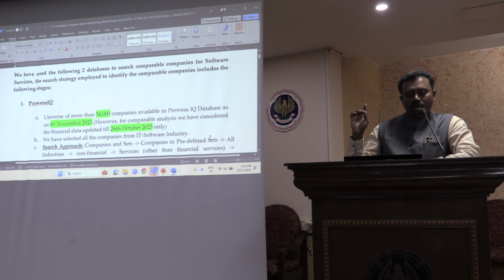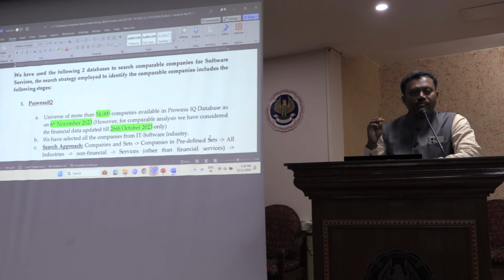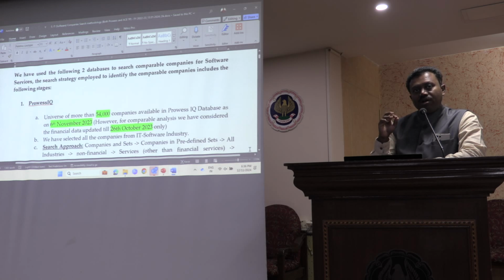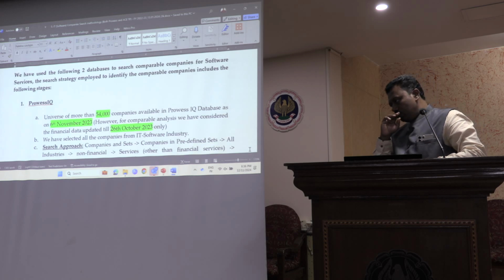So in this example, we have used two databases, Prowess and ACE TP. And this working we have done for software services. So what is the search strategy that we have employed and what are the steps we have taken to do the search? We'll go through from here.